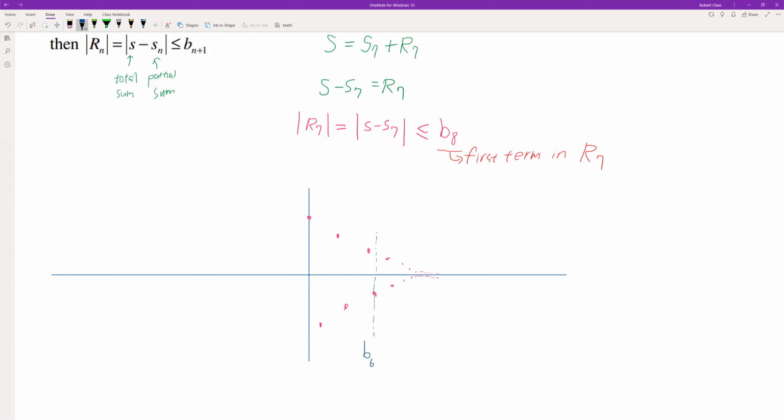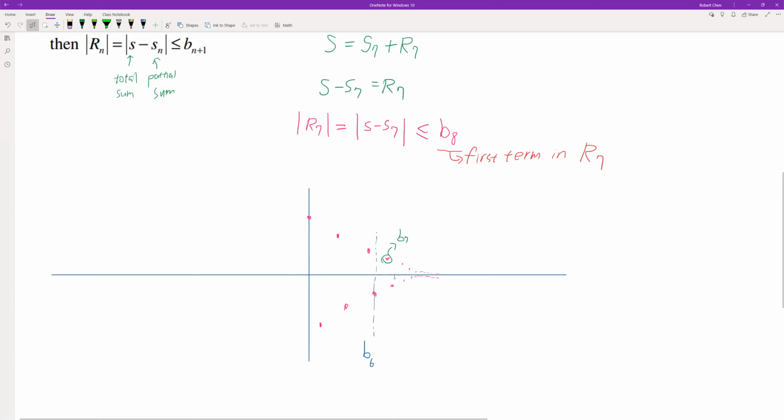Right. So the first term in the remainder is going to be this value right here, right? That's going to be B7, the first term after the partial sum. And this value, B7, is going to be greater than or equal to the rest of these values combined. You can see that after B7, the absolute value of the terms after B7 is going to be less than or equal to B7, right? And that's why in this case, B7 is the greatest term in the remainder series.